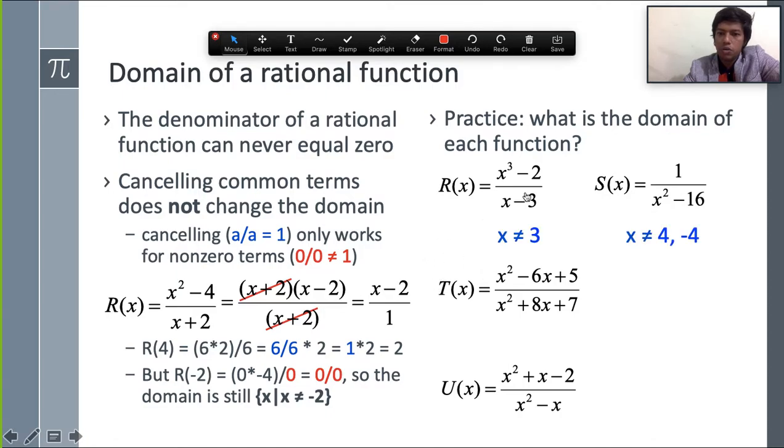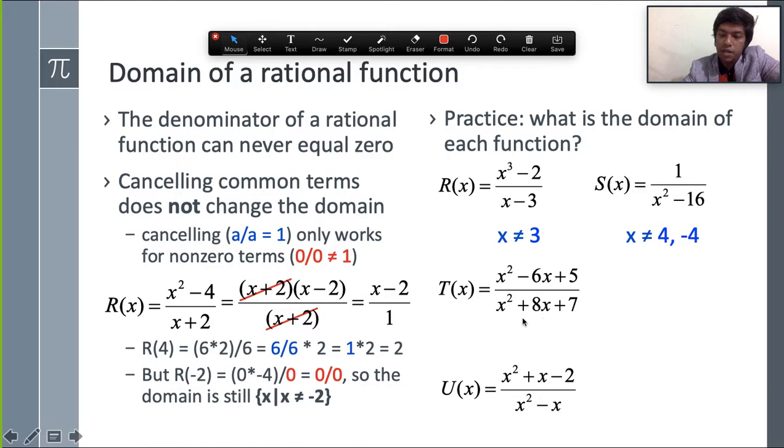Alright, so here x cannot be equal to 3, because if x equals 3, then the function becomes undefined. x cannot be equal to plus 4 or minus 4, since there is a square here, so plus 4 and minus 4 both work. Here we will have to do the middle term factoring: x square plus 8x plus 7 becomes x square plus 7x plus x plus 7. Then you take the common factor and do things.